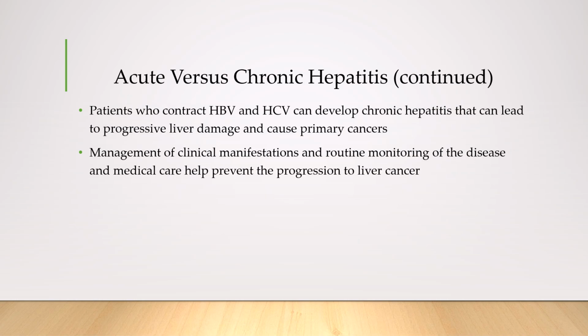So patients who contract hepatitis B and hepatitis C can develop chronic hepatitis that can lead to progressive liver damage and cause primary cancers. Management of clinical manifestations and routine monitoring of the disease and medical care can help prevent the progression to liver cancer.